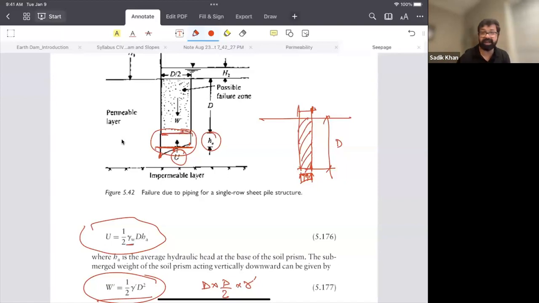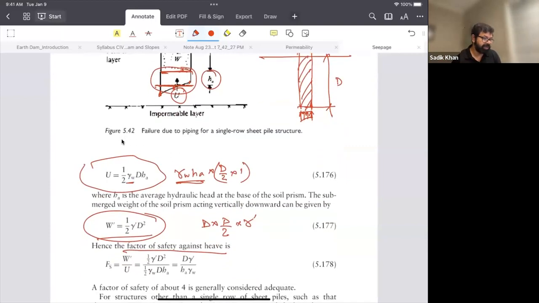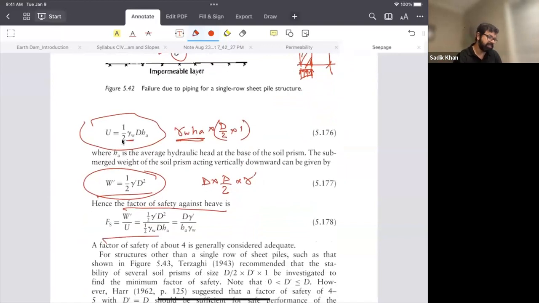So basically you need the area, you know. So D by 2 is your area. So this is gamma_W H_A multiplied by the area, D by 2 into 1. That's the formula, you know. So this is the area, and this is the force. Once we get all this, we just plug in these numbers, and the final equation is this: D gamma prime over H gamma_W.